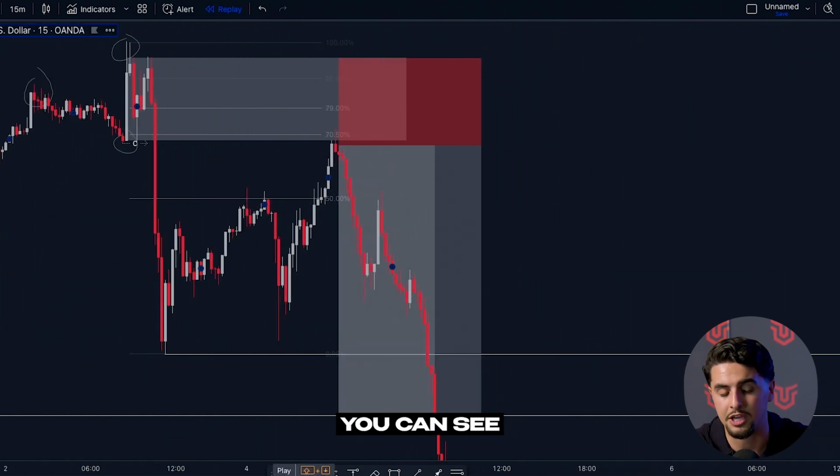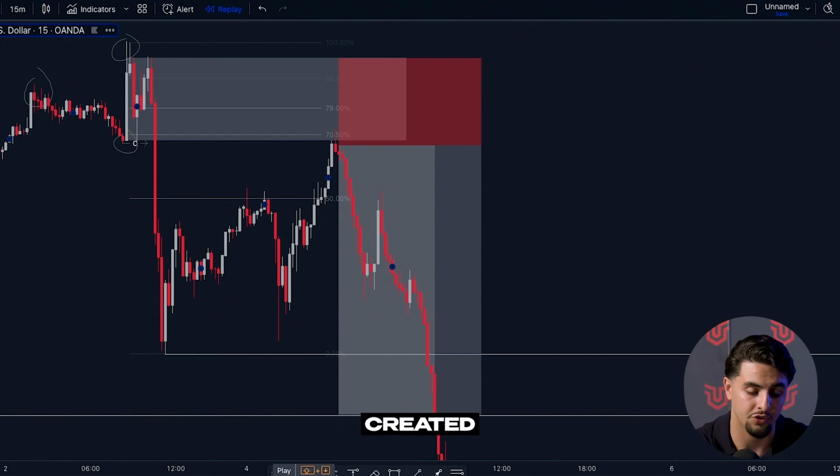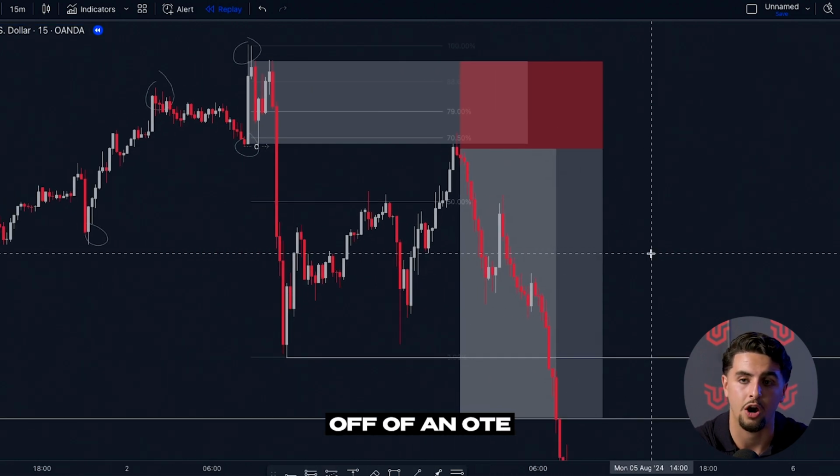And just like that, you can see price taps into that 70.5% and delivers straight down into that inefficiency that was created previously during the uptrend. And that's exactly how we trade off of an OTE.